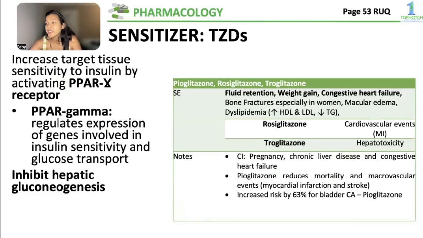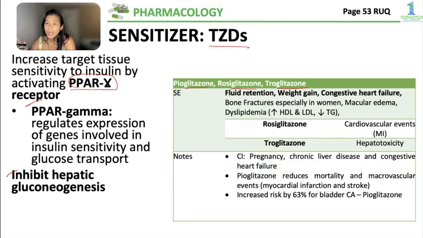Another sensitizer is your TZD, ending in glitazone: pioglitazone, rosiglitazone, troglitazone. So what they do is they increase sensitivity to insulin by activating your PPAR gamma receptor. So don't be too stressed. You just need to know that PPAR gamma regulates expression of genes involved in insulin sensitivity. So that's all you need to know. They also, same as metformin, to some effect, inhibit hepatic gluconeogenesis.